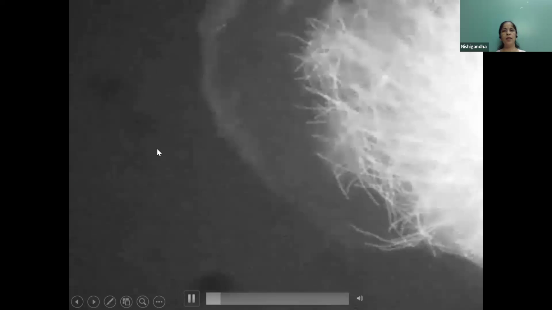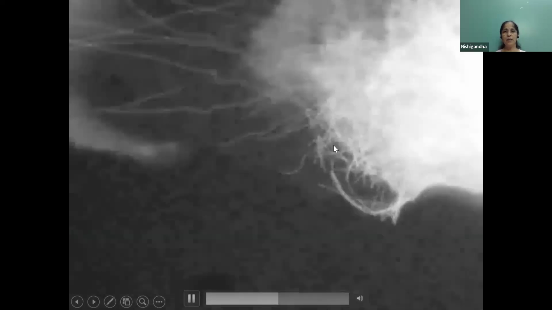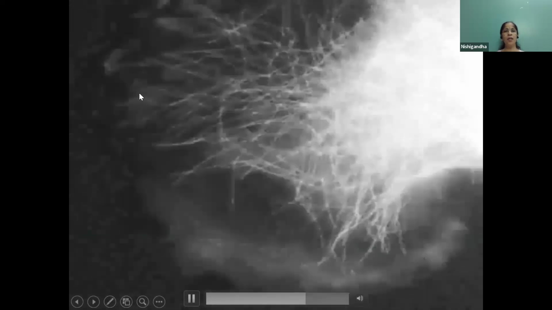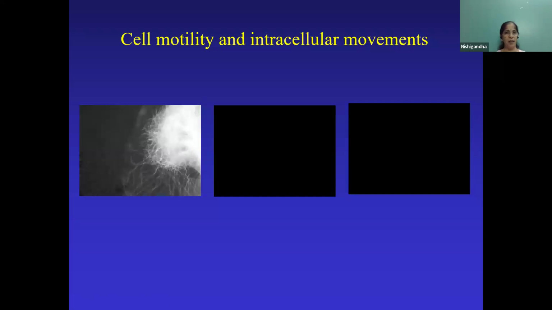I'll just play this video. Now in this, you can clearly see the membrane unfolds and moves forward, and these microtubules are then pushing into the membrane. So this kind of studies were possible in live cells and with much better clarity than the conventional microscope. Now in this case, what I'm going to show you is chemotaxis, which is a very important phenomenon.